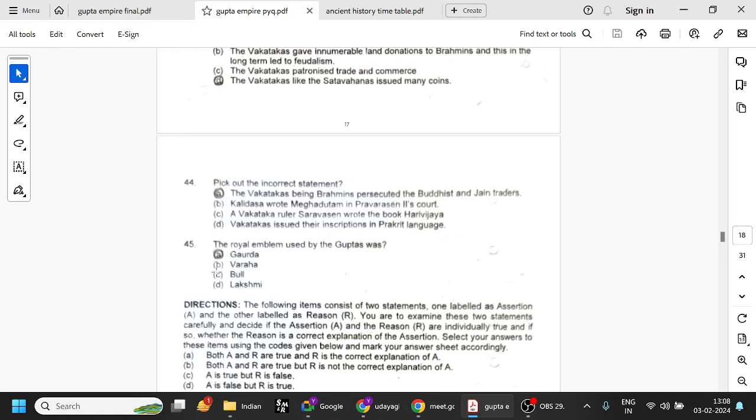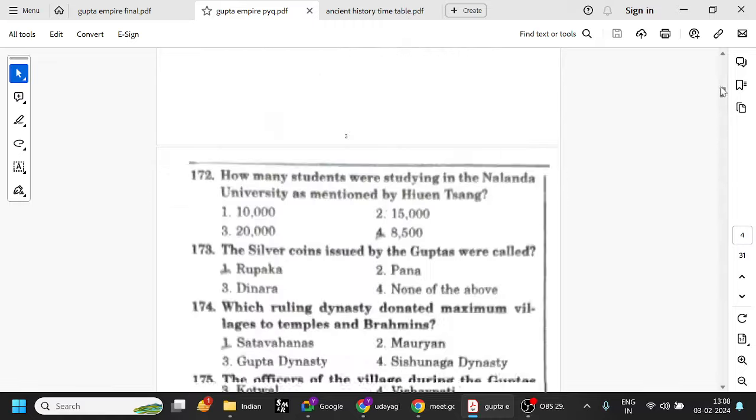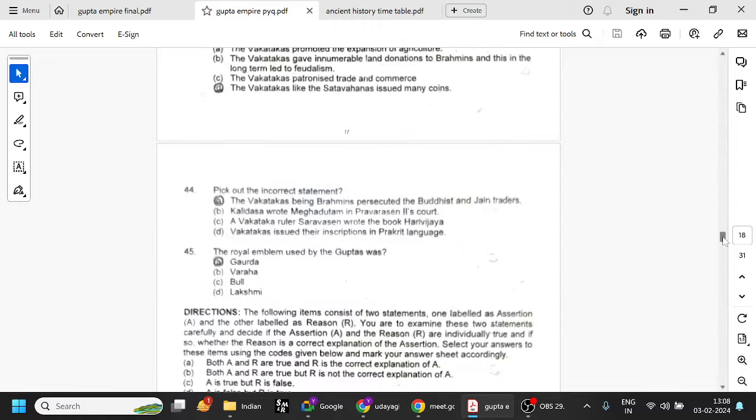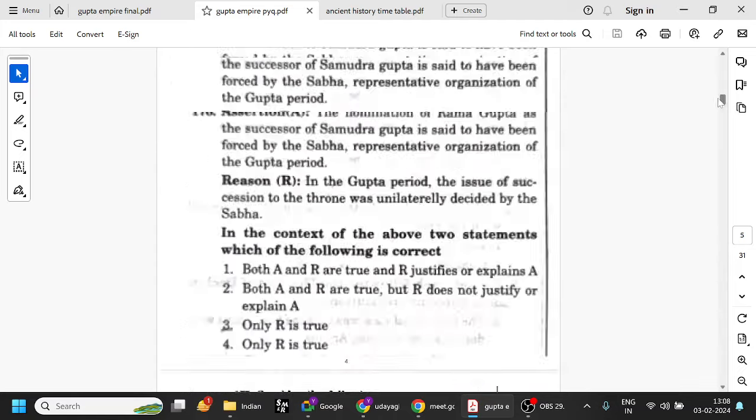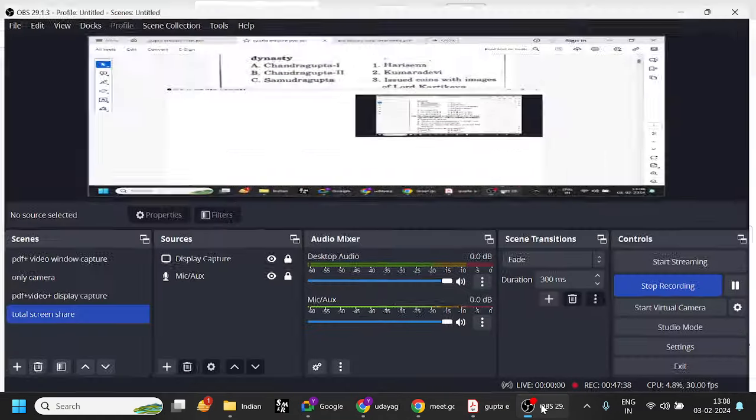The royal emblem used by the Guptas was Garuda. Try to remember that. Because they were Vaishnavites, they used Garuda. Okay, fine. So we have covered all the questions on the Gupta Empire. Try to repeat all these questions and you will be able to answer any question on the Guptas. Fine, let us stop for today.